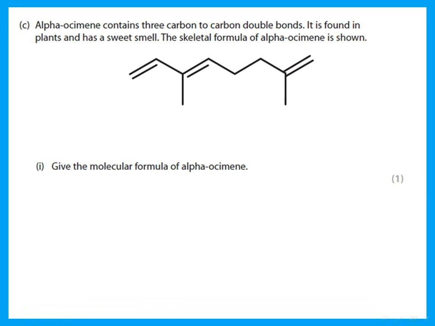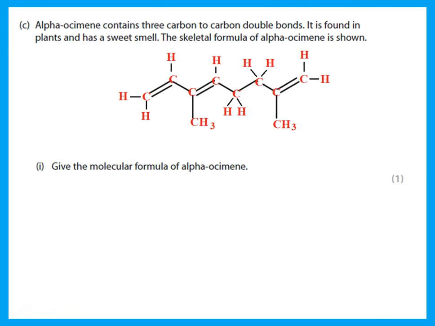Okay, you should know what the skeletal formula represents. So if I want the molecular formula, I need to count how many carbons and how many hydrogens. You should realize that that skeletal formula that was drawn is actually this. So counting the number of carbons and the number of hydrogens, it is C10H16.